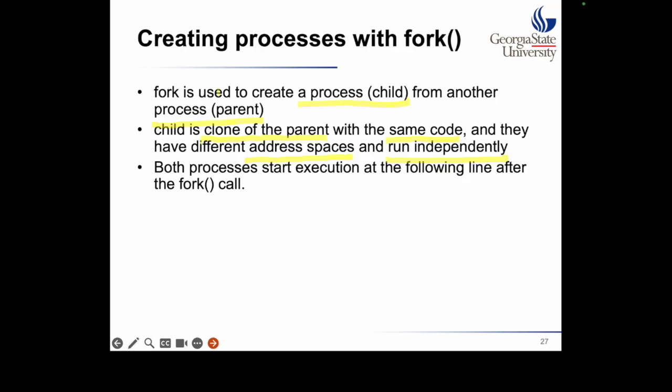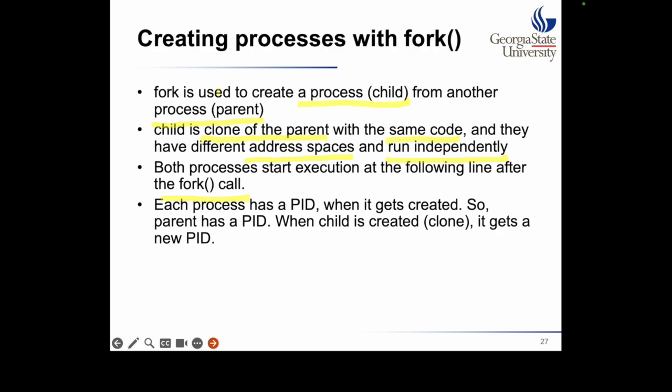Now we've got two processes. One process is the parent process and another one is the child process. Both will start executing just at the line following the fork system call. And each process in the system, no matter how many processes are running, will have a unique PID. So the parent process had one PID when it first started its execution, and when the child process is created, it also gets a new PID. So we have two PIDs: one for the parent and another for the child.